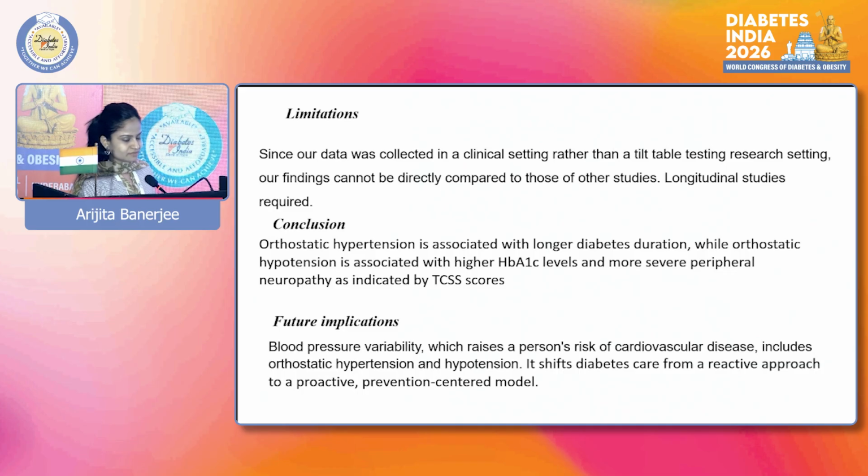The limitations of the study are that we have done an active stand test, while a few studies have done the tilt table test, and longitudinal studies are required to confirm the hypothesis. Regarding future implications, blood pressure variability, including both orthostatic hypertension and hypotension, is an indicator of cardiovascular morbidity. So in case of diabetes, we should move more towards a proactive, prevention-centered model than a reactive approach.